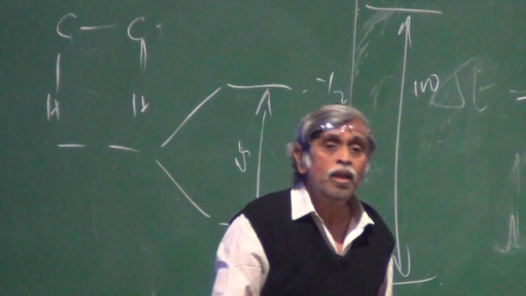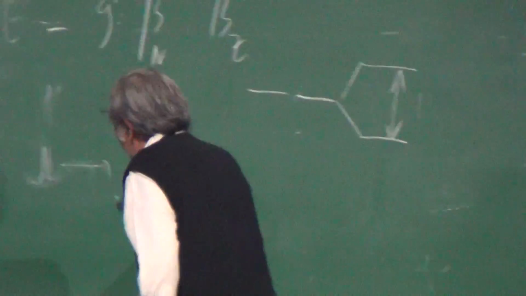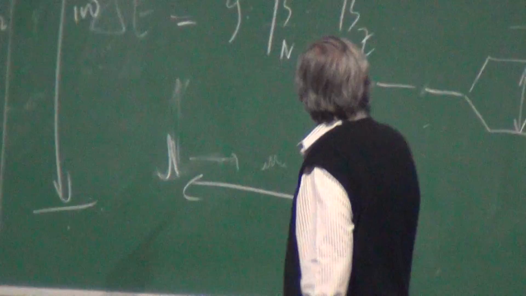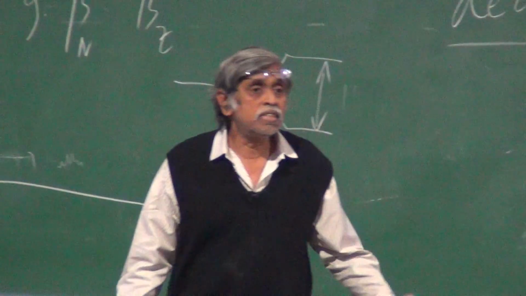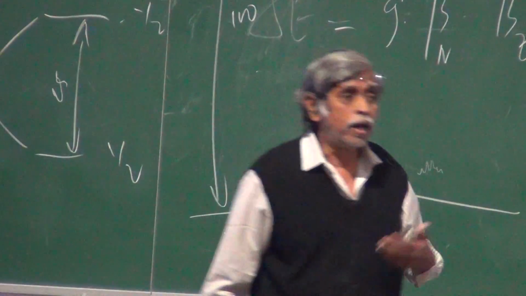If the average moment is 0, what will happen? This will return to this. I see one peak. And this is what we call decoupling. And since I am decoupling the spins of the protons with respect to carbon, I call this proton decoupling.